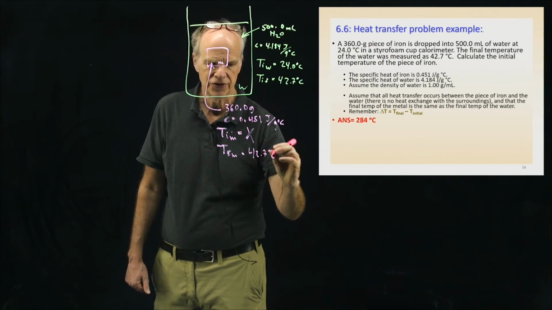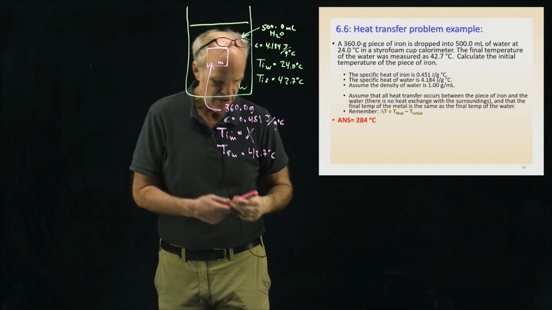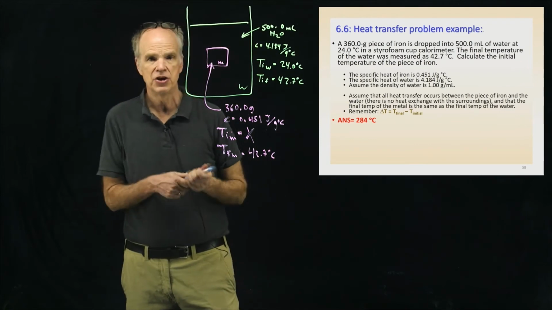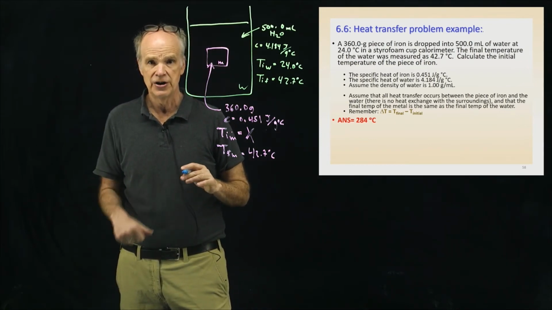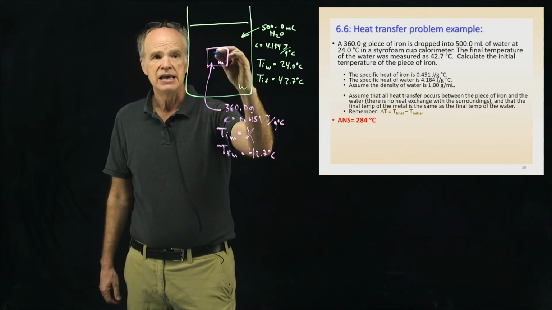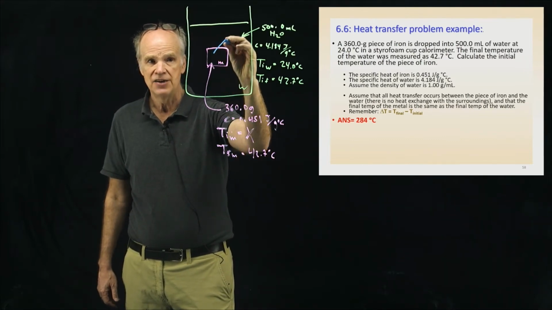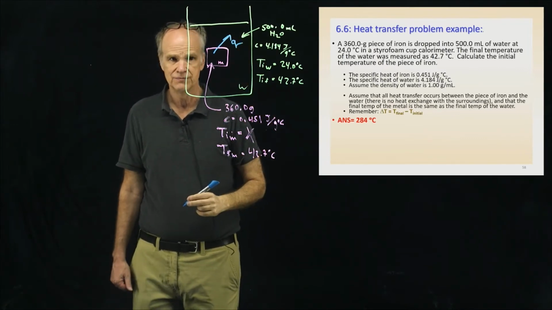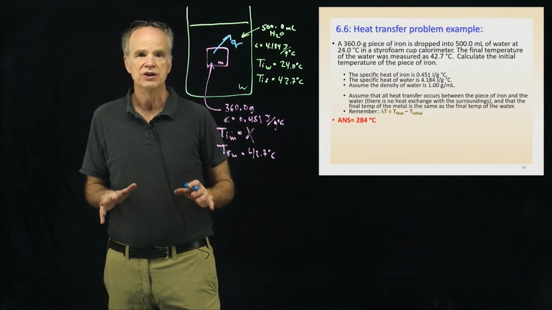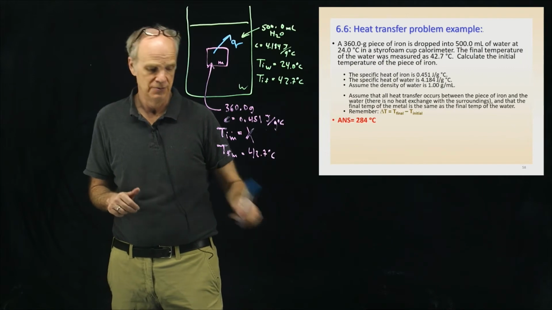42.7 degrees Celsius. Okay, now let's think about how we go about solving this problem. We're going to make this very important assumption: any heat lost by the hot metal will be gained by the water. So what we can do is generalize this a little bit more.